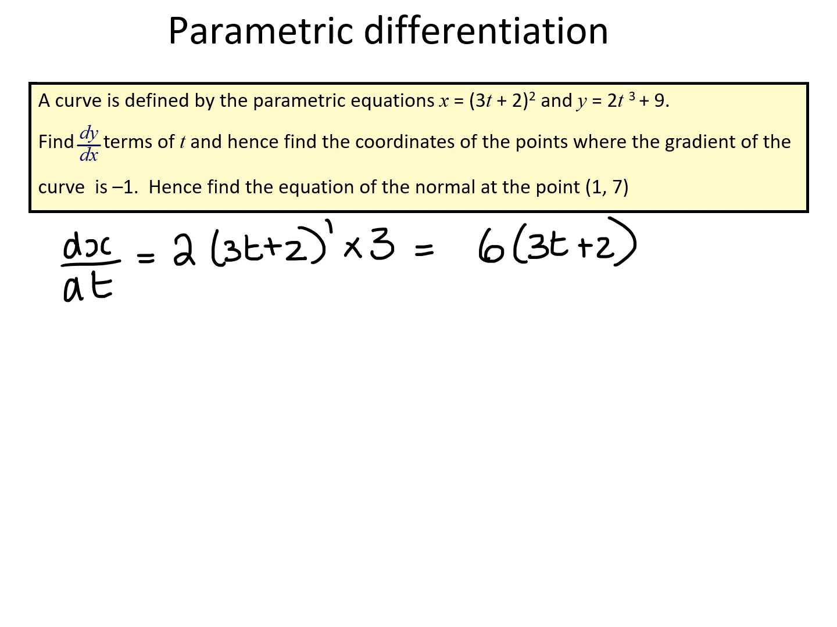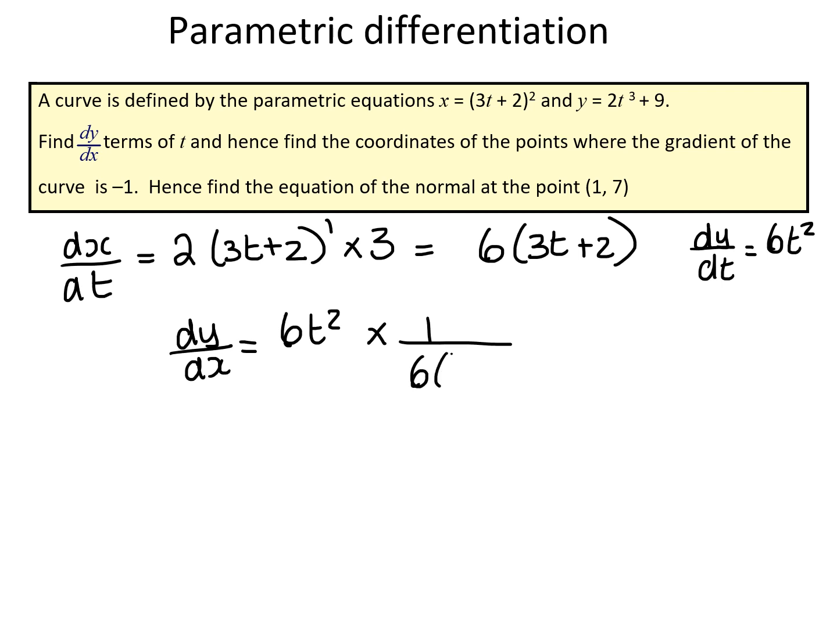Got to do dy/dt, that might be easier. dy/dt, that's just going to be 6t squared, isn't it? Right, okay, so dy/dx is dy/dt times 1 over that thing. Good, the sixes will go. So that just gives me t squared over (3t + 2).